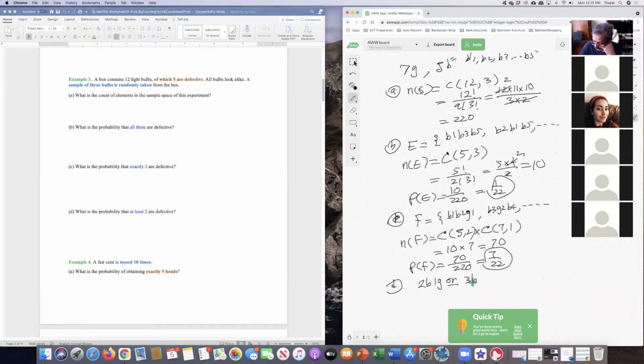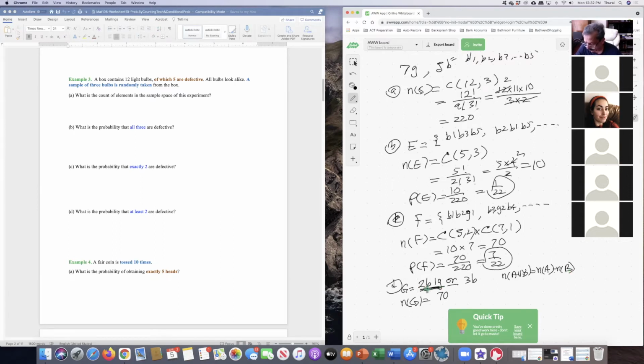So the count of this event, if I call it G, count of G is the count of getting two bad, one good. We already counted that. Two bad and one good, that was 70. And the count of getting all three bad, we also counted that in the first part, and that was 10. So therefore, wherever there is an OR, you have a union. So we know that the count of the union, A union B, is equal to count of A plus count of B minus count of A intersection B. Now, clearly there's nothing common between these.